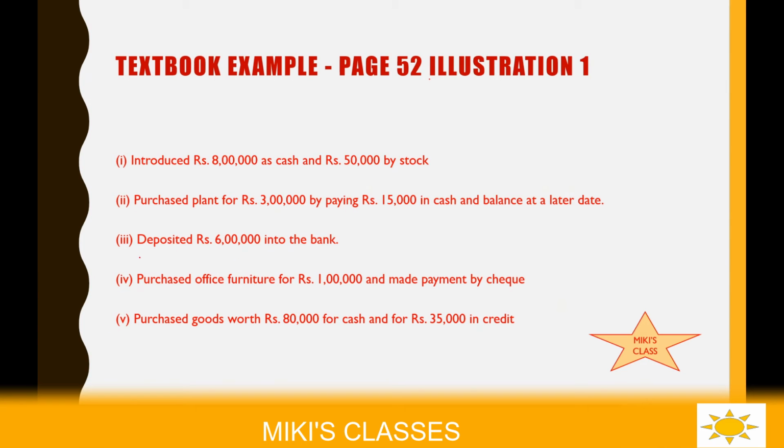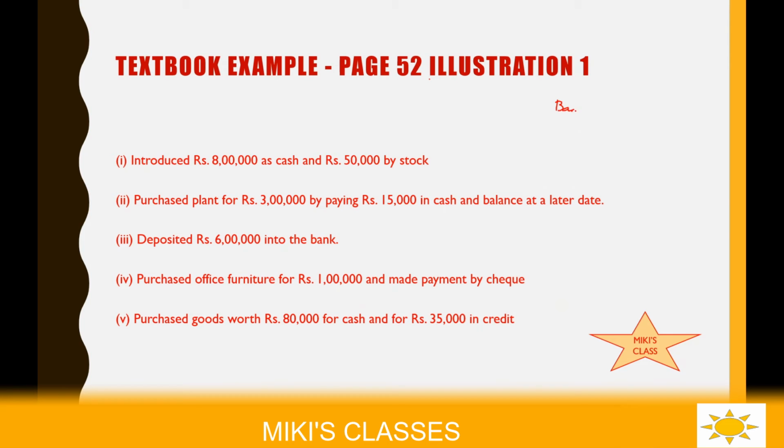So which is the next transaction? Business's money has been deposited into the bank. What is the journal entry for that? So when you deposit money into the bank, what must have happened? You deposit cash. So cash from the business's point of view has gone out, right?